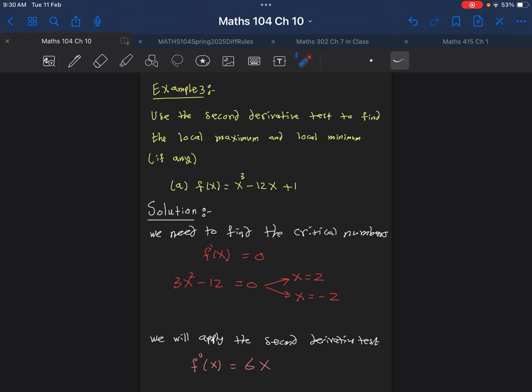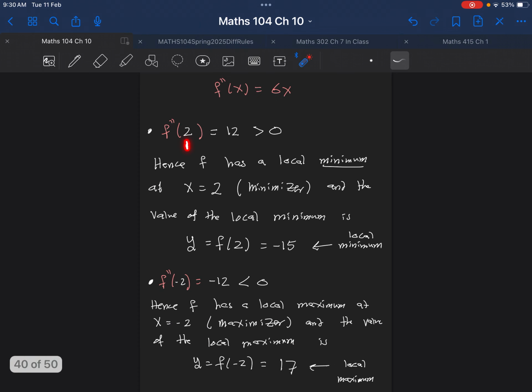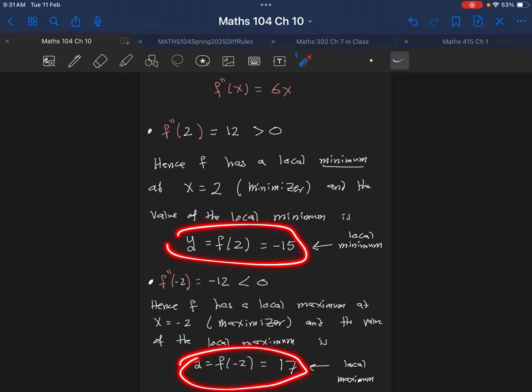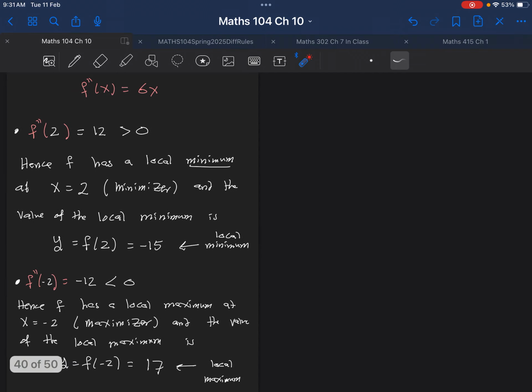First, we need to find the critical numbers only when the derivative is equal to 0. We found that x equals 2, x equals -2. Next step, we apply the second derivative test. So we find the second derivative and it becomes 6x. And then we substitute 2 and we substitute -2. If the answer is positive, we have minimum. If the answer is negative, we have maximum, and all we need to do is substitute in the function itself.